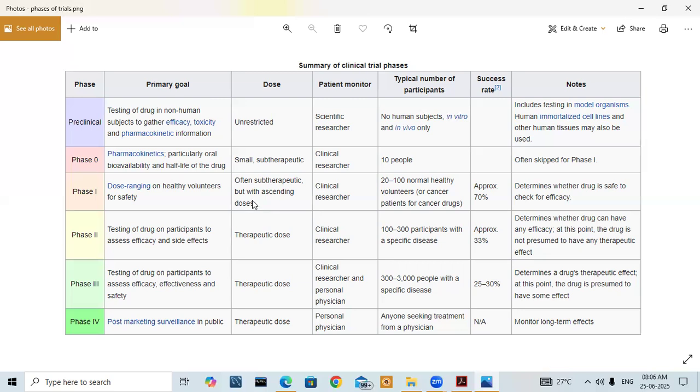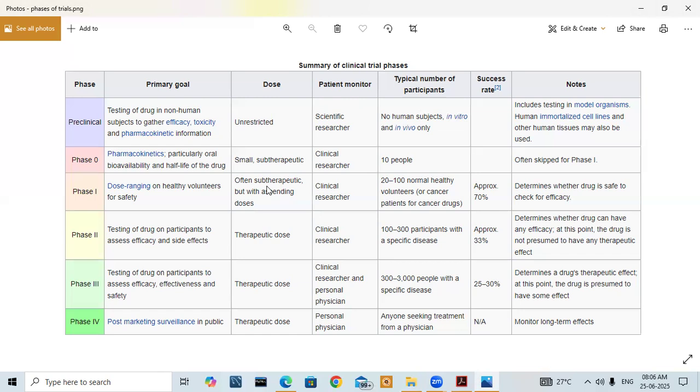Why still subtherapeutic doses? Why not the full dose? The reason is that we still don't know whether the drug is safe or not. Maybe the drug is dangerous. Maybe the drug will cause some serious side effect. Maybe it will be harmful. So we cannot take the risk.